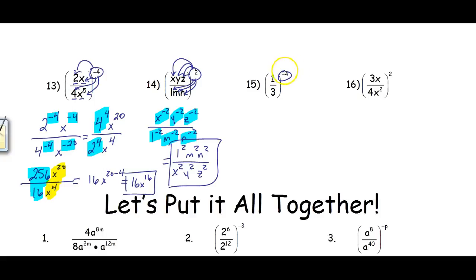All right, number 15, negative 4 is going to be distributed to both. So 1 to the negative 4 over 3 to the negative 4. You cannot simplify anything until you have positive exponents. So we're going to go ahead and flip our fraction. So you get 3 to the 4th over 1 to the 4th. Okay, 3 to the 4th is 81. 1 to the 4th is 1. So your final answer is just 81.